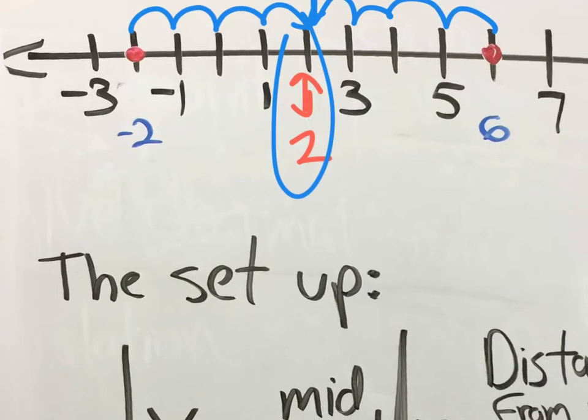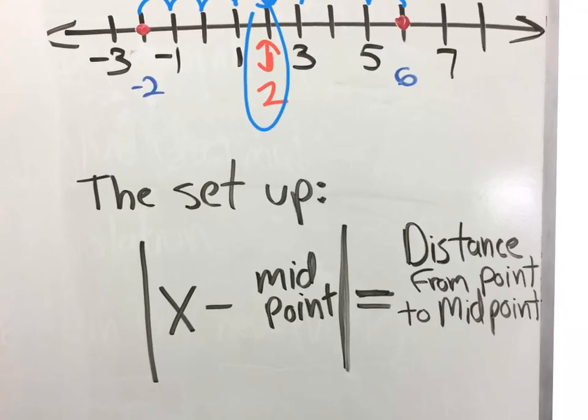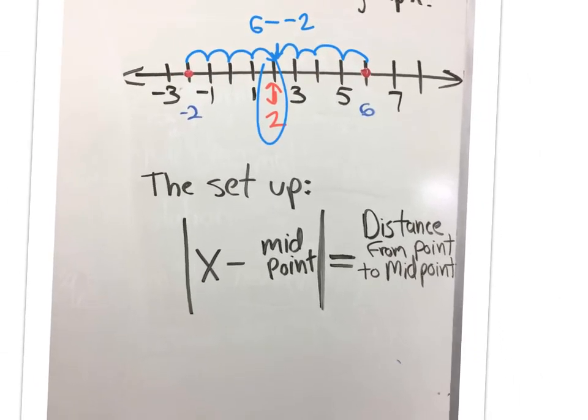Okay, once you find that midpoint, the setup is this. X minus the midpoint equals the distance from the point to the midpoint. So my equation will be x minus what? 2, close absolute value, equals, now what's the distance from the point to the midpoint? It's 4. So, and it doesn't matter if you say from 6 to 2, that's 4, or from -2 to +2, that's also 4, right? So the distance from a point to your midpoint is 4. And that's the setup.